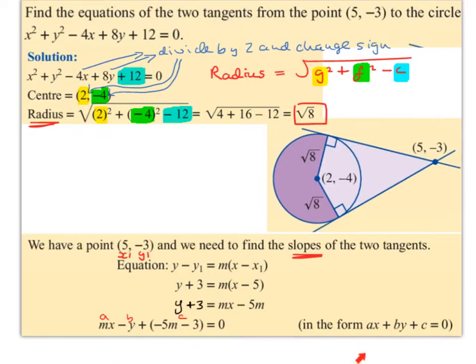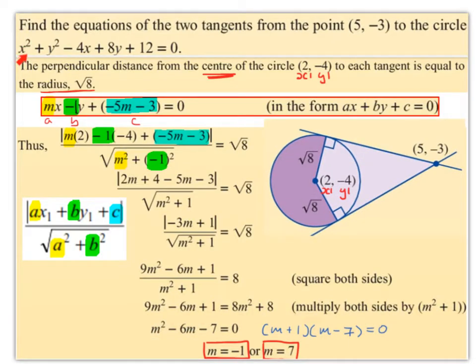So this is in the form of ax + by + c = 0. So m is the a, -1 will be the b, and -5m - 3 will be the c. So the perpendicular distance from the centre of the circle (2, -4) to each tangent is equal to the radius, the square root of 8. So the perpendicular distance from the centre to the tangents is equal to the square root of 8. So we have our equation of the straight line, mx - 1y + (-5m - 3) = 0.